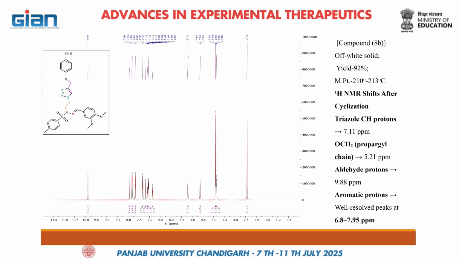Compound 8B, an off-white solid, was obtained in 92% yield. The 1H NMR showed that the triazole CH proton appeared at 7.11 ppm. The OCH2 group of the propargyl chain appears at 5.21 ppm, and the aldehyde proton could be seen at 9.88 ppm.